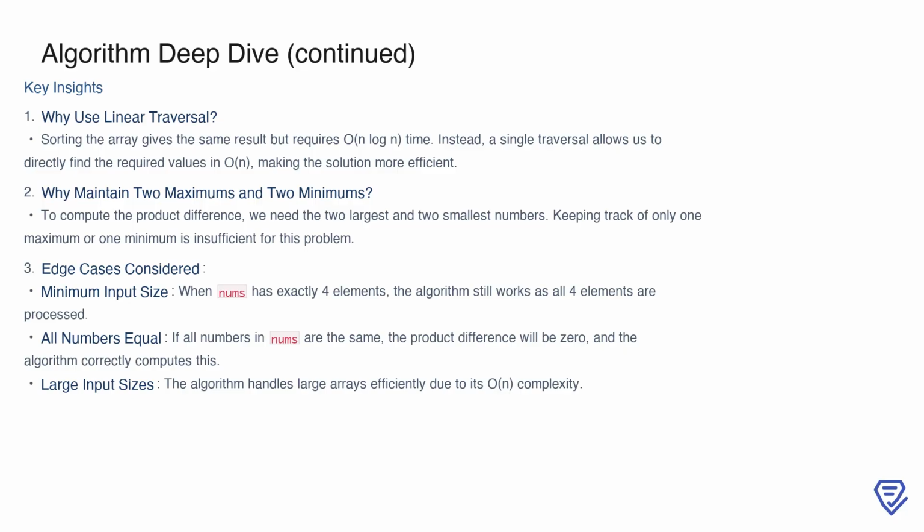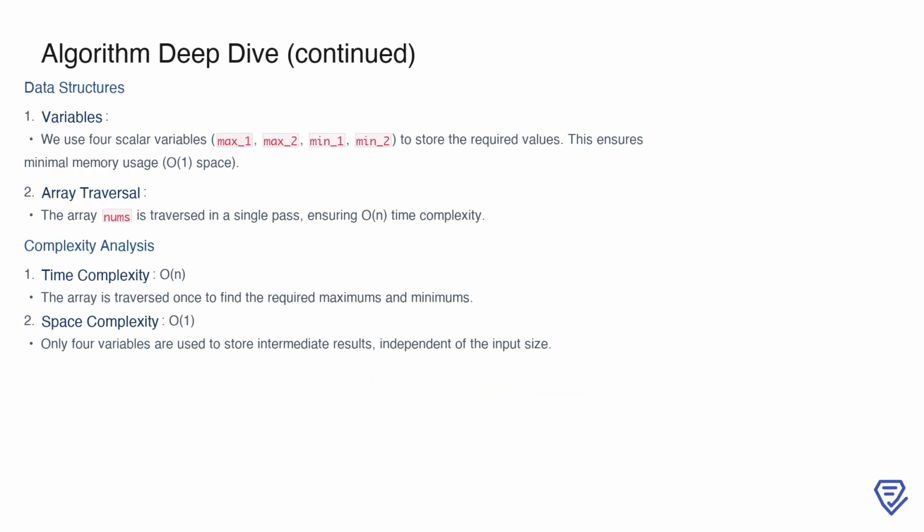If all numbers are the same, the product difference will naturally be 0, and the algorithm accounts for large input sizes efficiently due to its linear complexity. From a data structure perspective, this algorithm is highly efficient. We only use four scalar variables, max_1, max_2, min_1, and min_2, to store the intermediate results.